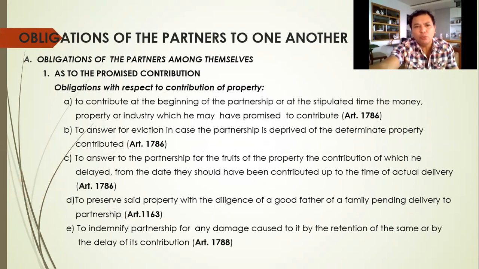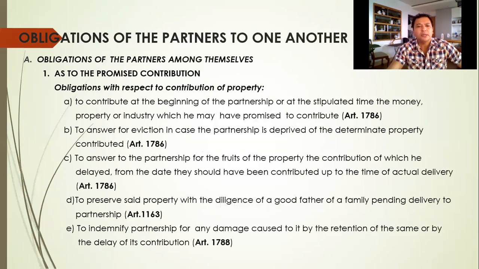We begin the discussion with the obligations of the partners to one another or to his fellow partners. And there are five, and these are enumerated in Article 1786, 1788, and also 1163 of the Obligations and Contracts. So, of course, in a partnership, a partner, to begin the partnership, will make his promise to contribute, and all of them will contribute as a matter of fact.